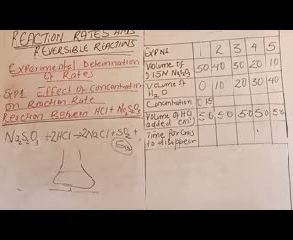The next one consists of 20 cubic centimeters of sodium thiosulfate and 30 cubic centimeters of water. You will start the stopwatch when we mix the two, and then you stop it when the cross disappears.